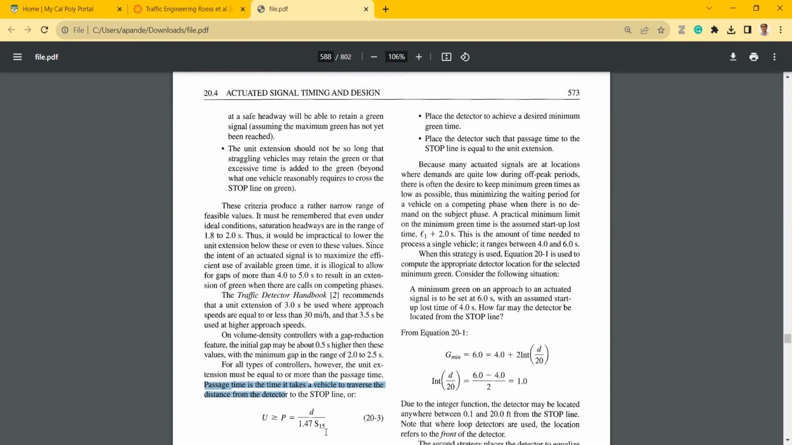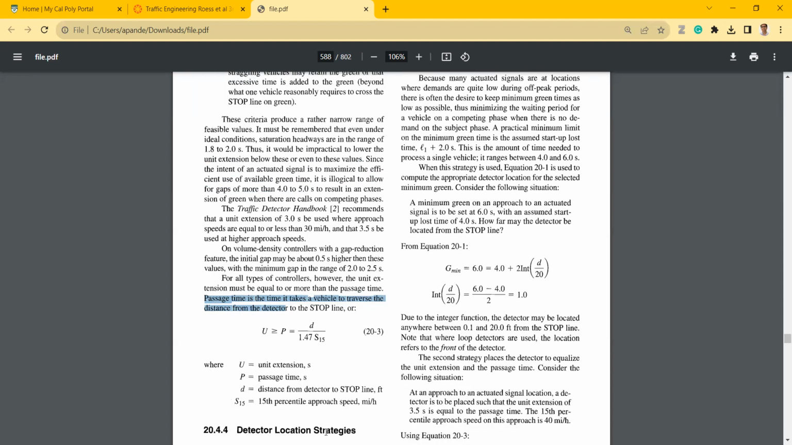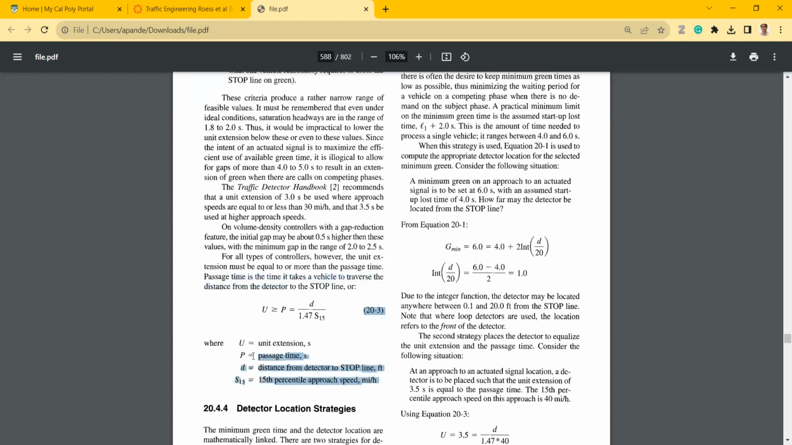Okay. Now this S15, see this 1.47, we've talked about this. 1.47 is nothing but 5280 divided by 3600. So now the good news is that you can plug in S15 in miles per hour, and you can plug in distance D in feet, and you'll be fine. And you'll get your answer in seconds. So that's what this 1.47 is for. Again, units, remember these units.